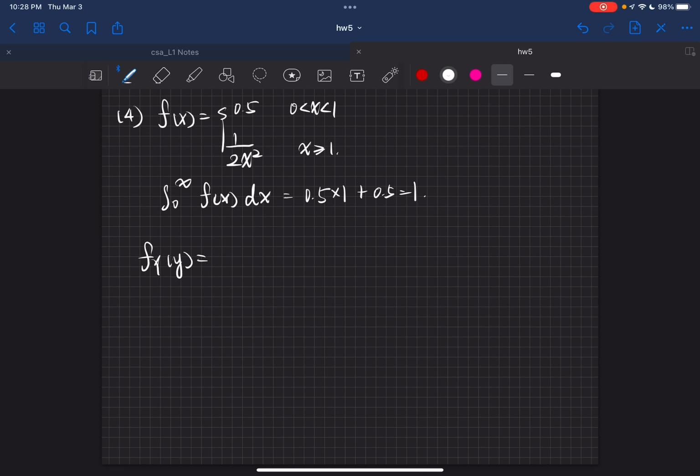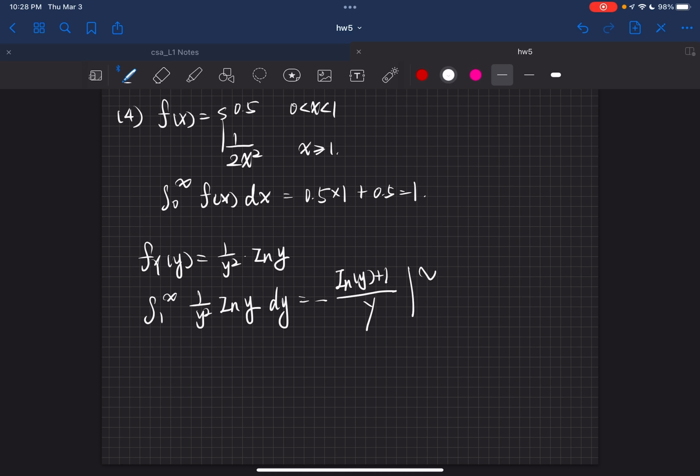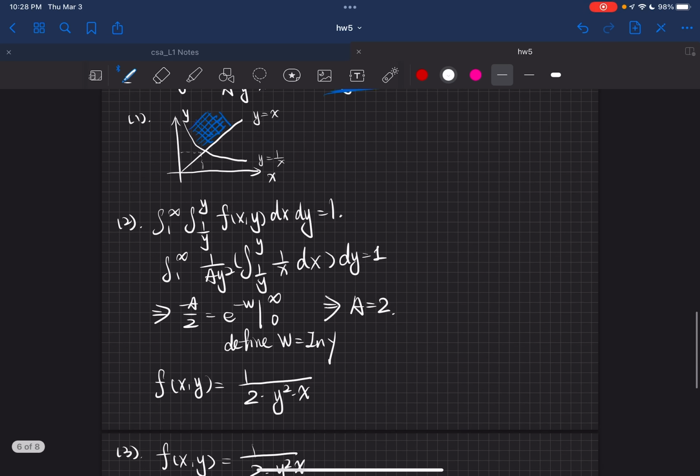And for the marginal density function of y, it is equal to this formula as we calculated before, and we take the integral from 1 to infinity since y is from 1 to infinity, and we do the integral. It should be this from infinity to 1, and after calculation we get it equals to 1. So fy is also a valid density function. This is for the problem 2.